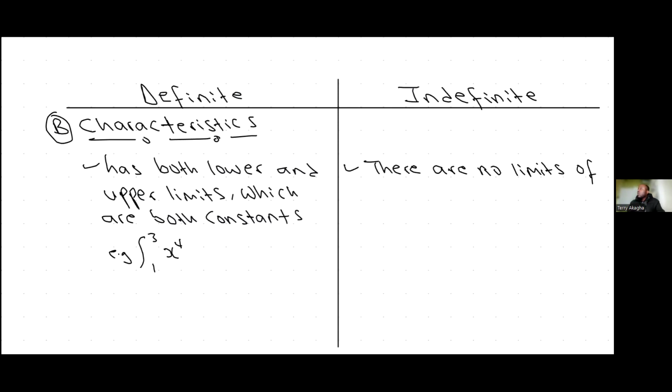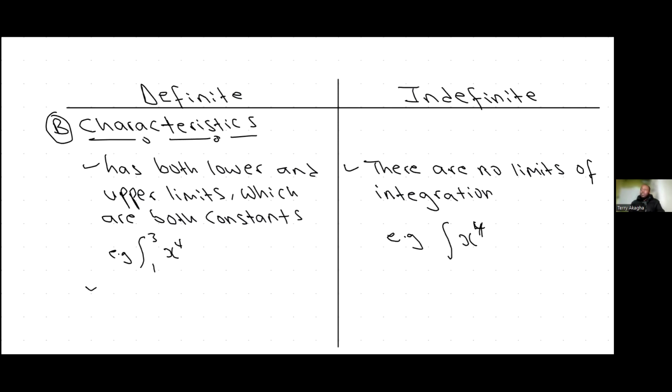So in this case, we had the upper and lower limits, but here there are no limits of integration. For example, when you are integrating x raised to the power 4, you just integrate and then add a constant at the end, like what we did as we were solving previously, okay? But for definite, you have numbers, or a constant at the top and at the bottom.